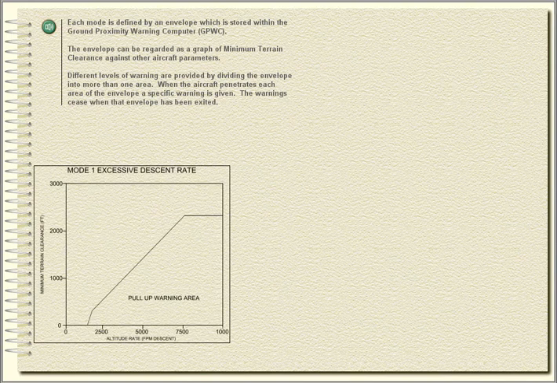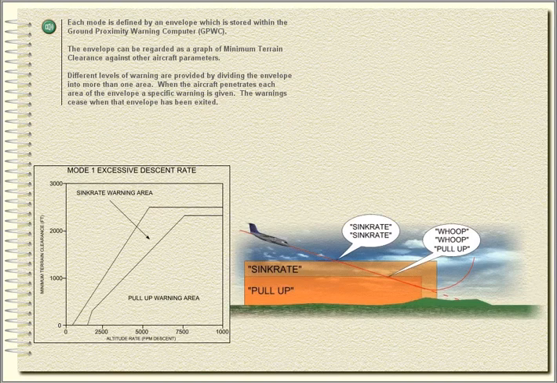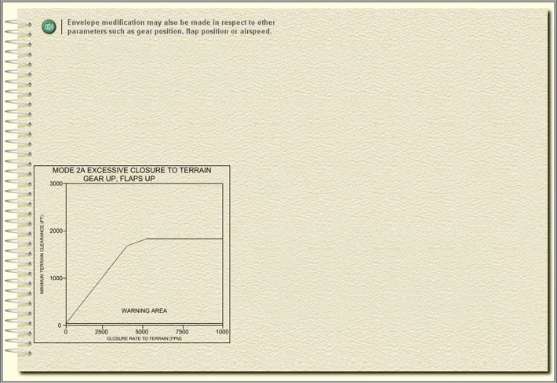Each mode is defined by an envelope which is stored within the Ground Proximity Warning Computer, GPWC. The envelope can be regarded as a graph of minimum terrain clearance against other aircraft parameters. Different levels of warning are provided by dividing the envelope into more than one area. When the aircraft penetrates each area of the envelope, a specific warning is given. The warnings cease when that envelope has been exited.